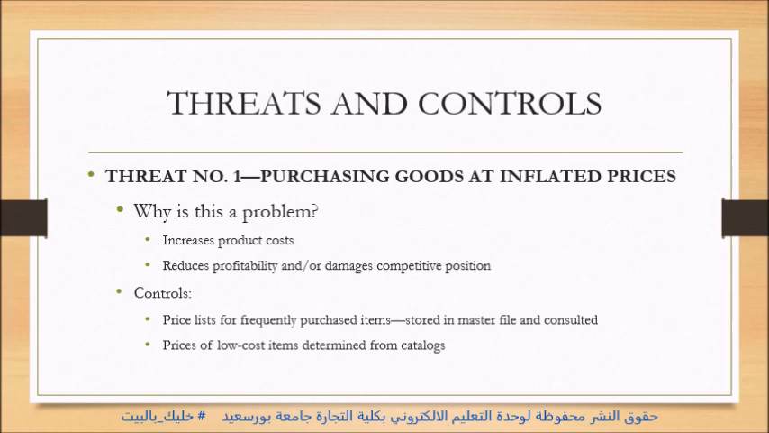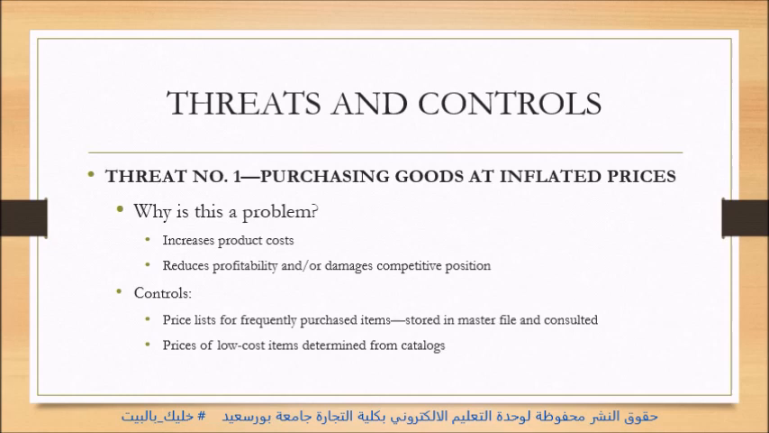Several procedures can help ensure that companies don't pay too much for specific products. Price lists for frequently purchased items should be stored in the computer and consulted whenever orders are made. The prices of many low-cost items can be easily determined from catalogs. Competitive written bids should be provided for high-cost and specialized products. Purchase orders should be reviewed to ensure that these processes have been followed. Budgets are also helpful in controlling purchasing expenses.